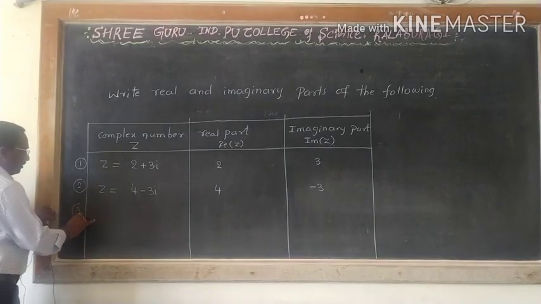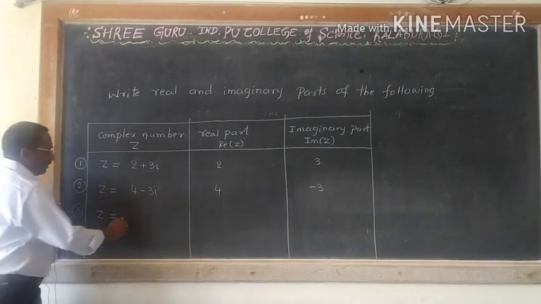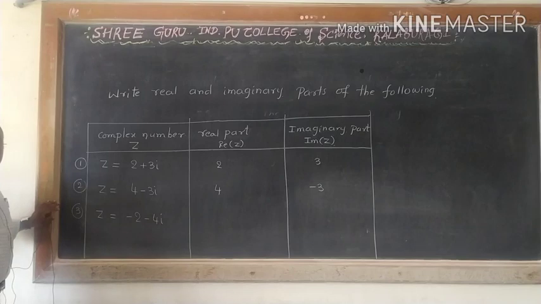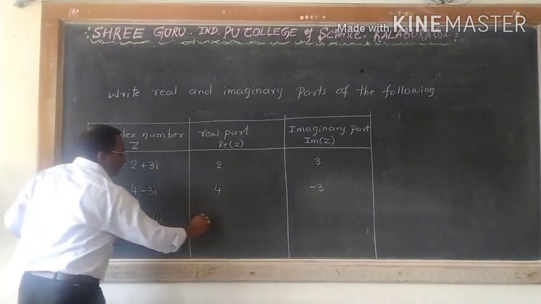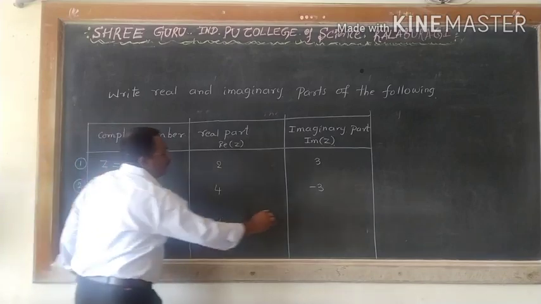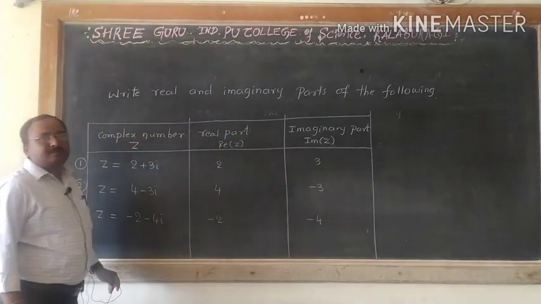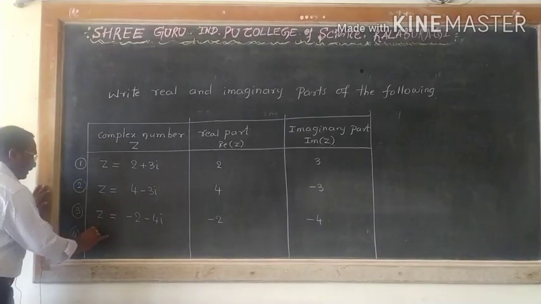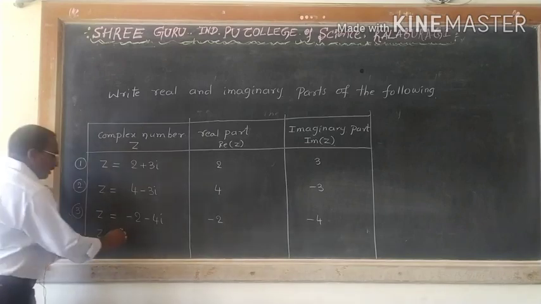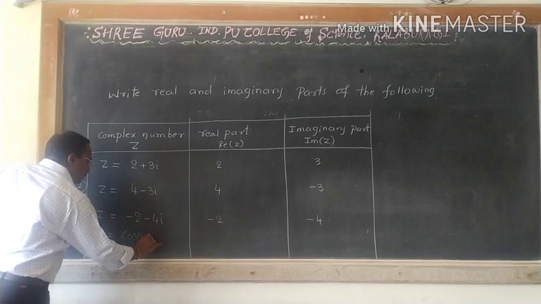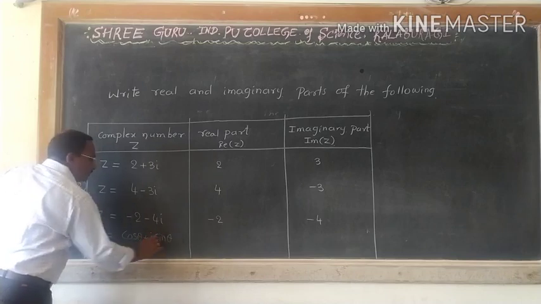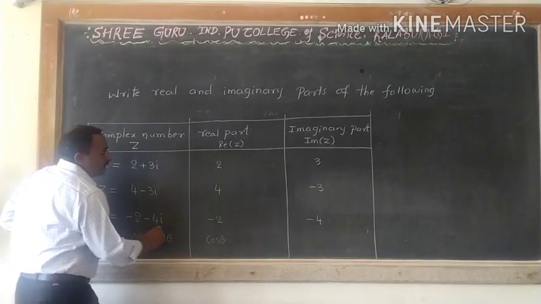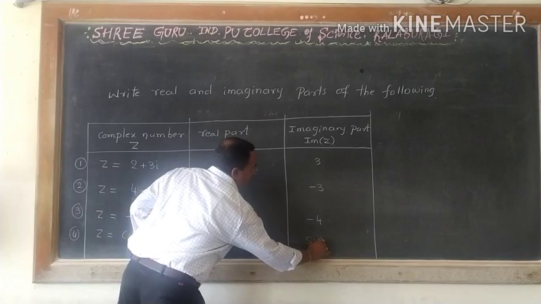Next, third one, z is equal to minus 2 minus 4i. Here real part is what? Minus 2. Imaginary part is what? Minus 4. Suppose z is equal to cos theta plus i sin theta. Here real part is cos theta, imaginary part is sin theta.